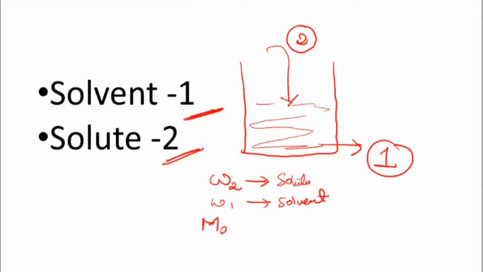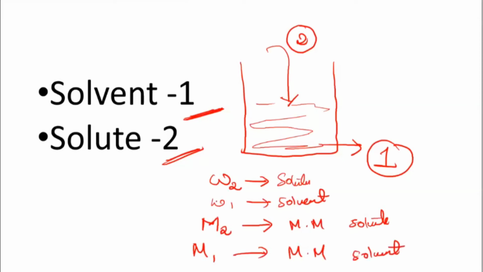Similarly, molar mass also. M2 will be the molar mass of the solute, and M1 will be the molar mass of the solvent. So 1 is always related to solvent and 2 is always related to solute. There should not be any confusion. So let's directly go for working out the problems. We are going to work out problems, and problems are important.